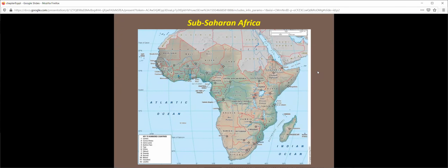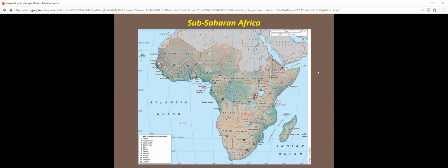Here is a nice map of the region we're talking about. Notice again, we're talking about sub-Saharan Africa, below the Sahara, not all of Africa, not the continent of Africa. So Algeria, Libya, Egypt, Sudan, Morocco, these are not considered part of the region we're talking about. That being said, we are talking about a lot of very large, very important countries.